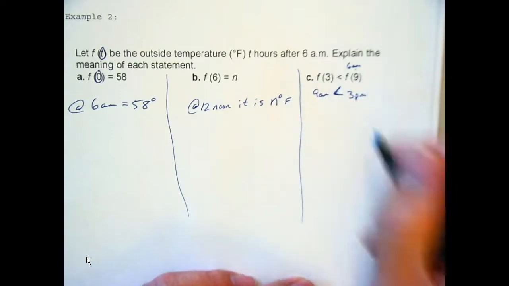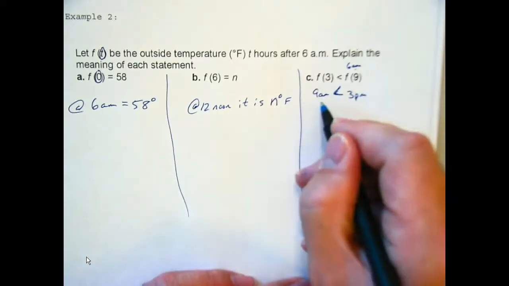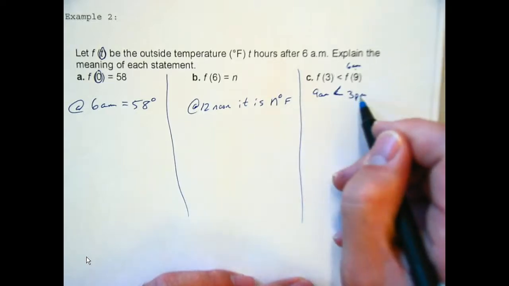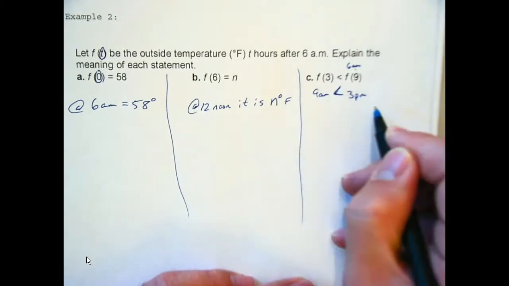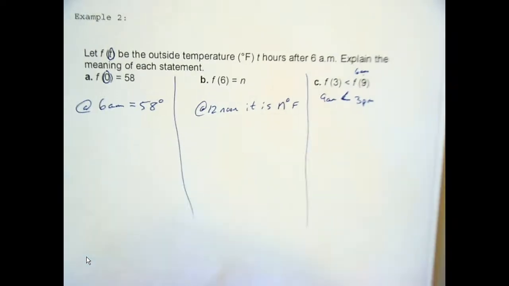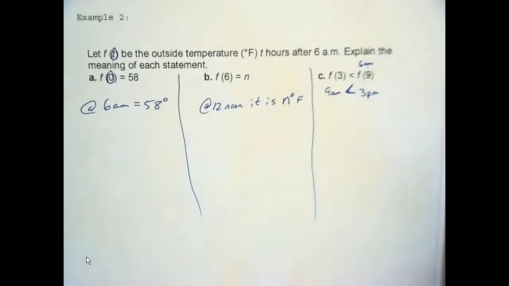That the temperature at 3 p.m. is greater than the temperature at 9 a.m. Good. Or at 9 a.m. it's colder than 3 p.m. We're in the desert. Okay? So we have to learn to interpret these statements. That's how we use function notation there. Okay? Think we got it? Yeah. Questions?